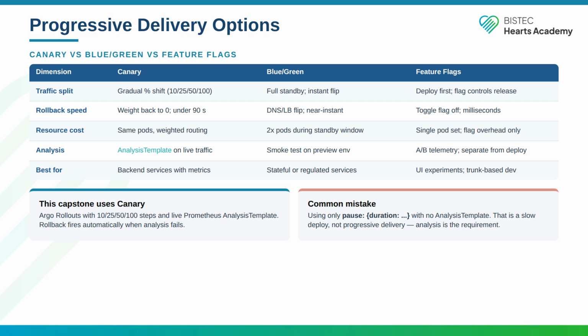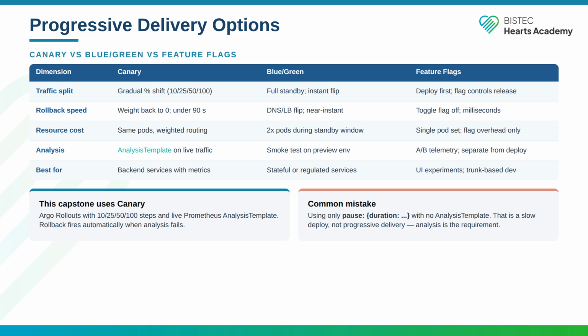Feature flags decouple deployment from release. You deploy the code to 100% of pods, but hide the feature behind a flag that only a subset of users see. Rollback means flipping the flag, not redeploying. The trade-off is complexity. Dead code paths accumulate if flags are not cleaned up after the feature is fully launched.